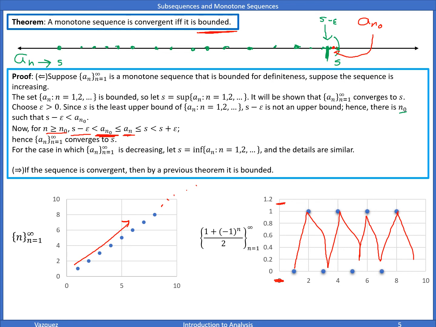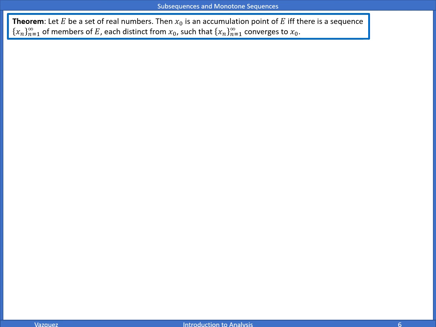Okay, moving on to our last result for this section. We let E be the set of real numbers. Then x sub naught is an accumulation point of E if and only if there is a sequence x sub n of members of E, each distinct from x sub naught, such that x sub n converges to x naught.